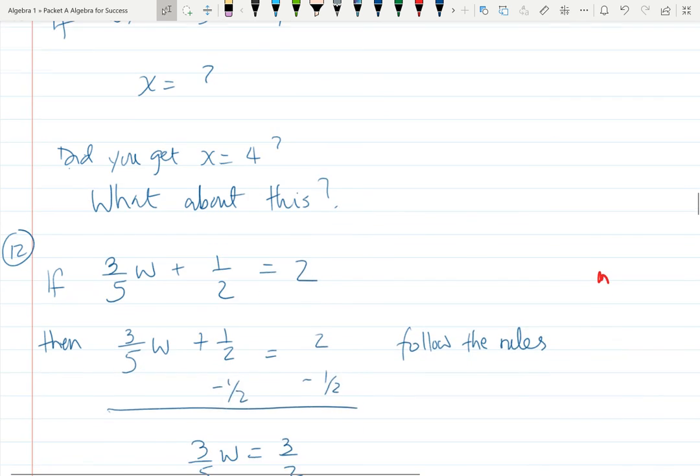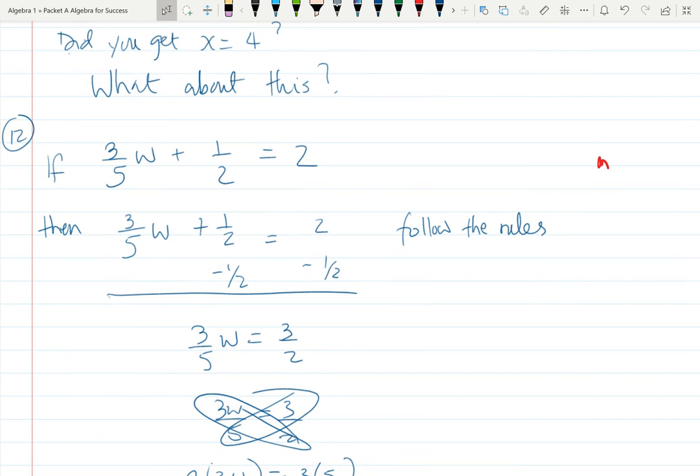Let's move on. Now we are combining. You remember we did something like 2 over 3, x equals maybe 9. What is the value of x? Now we have a two-step, same process. Follow the rules.